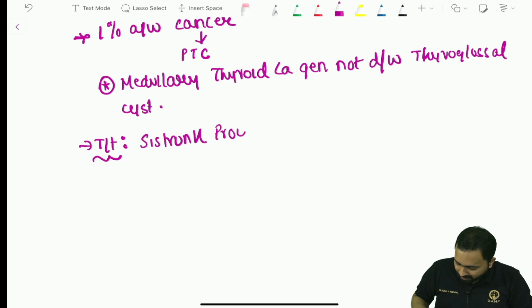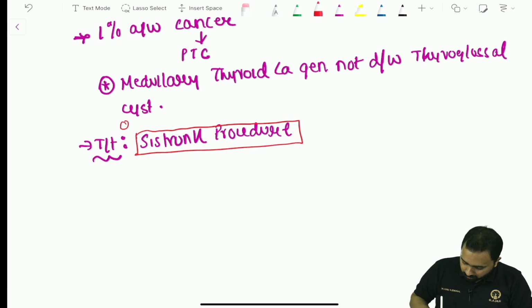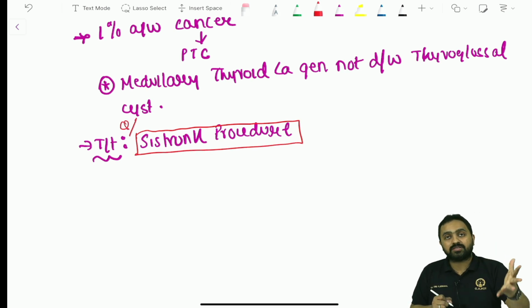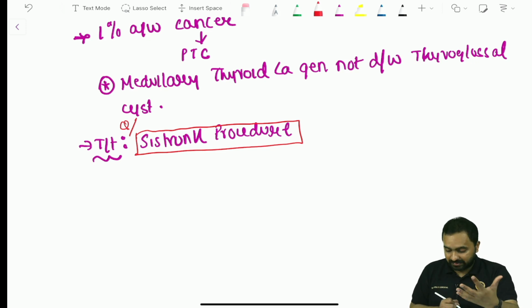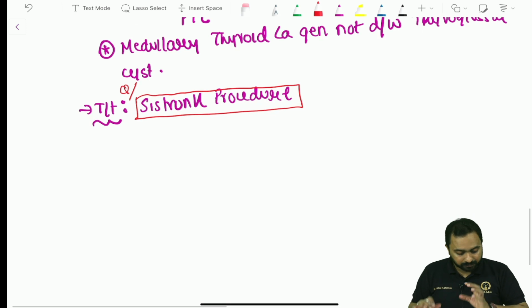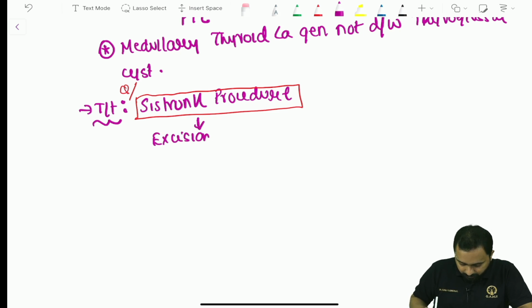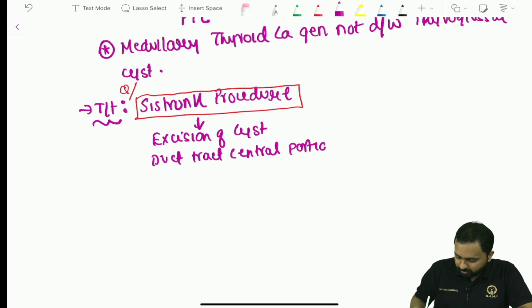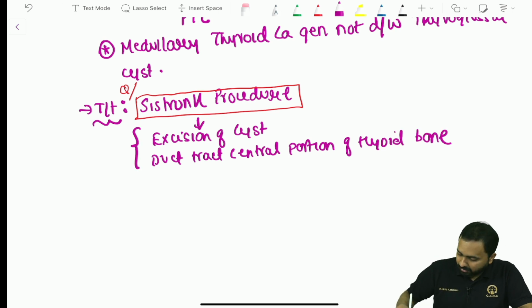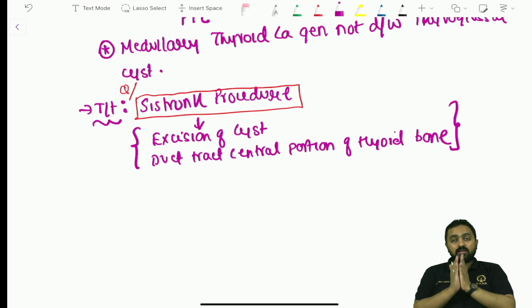Now regarding your treatment, we need to know the famous procedure, the Sistrunk procedure. You have direct questions asked from here, like what is this procedure called which is used in thyroglossal cyst, or the Sistrunk procedure is used in which disease. So you need to remember this particular operation name. Now what is the Sistrunk procedure? It is excision of the cyst, then the duct tract up to the central portion of the hyoid bone. This is your complete Sistrunk procedure which you need to know.